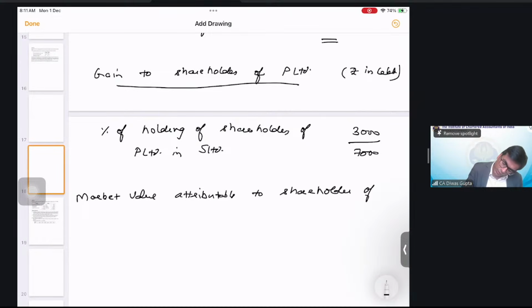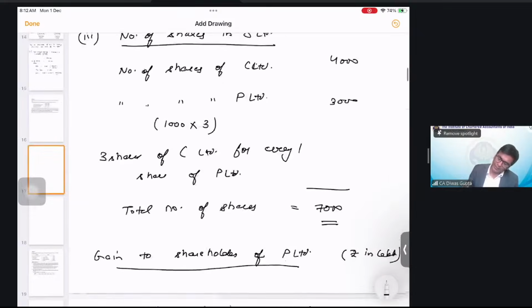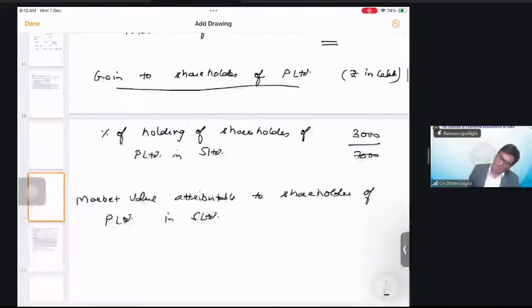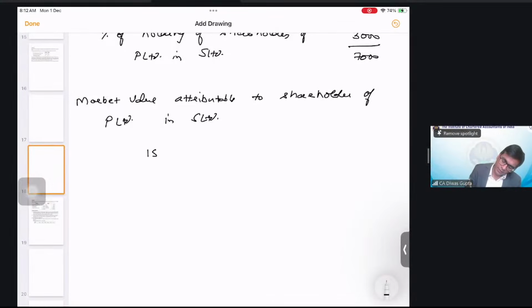Shareholders of P Limited in S Limited. That means of P Limited within S Limited, how much is the market value? 153,576 multiplied by 3000 divided by 7000. So this becomes 65818.29.